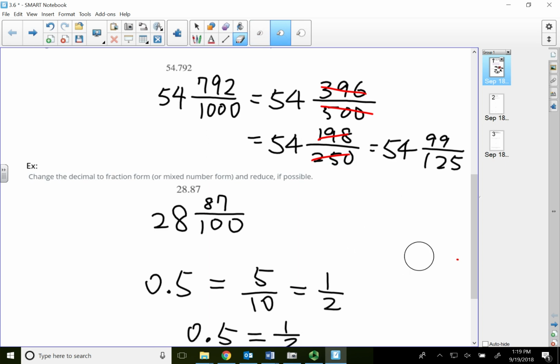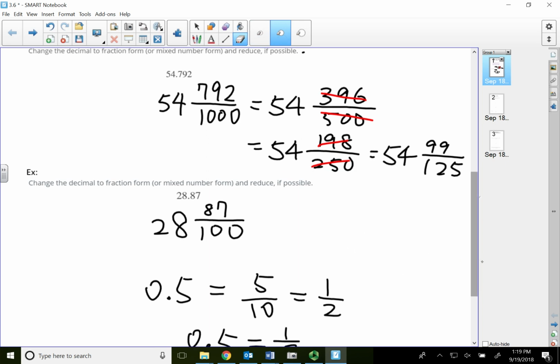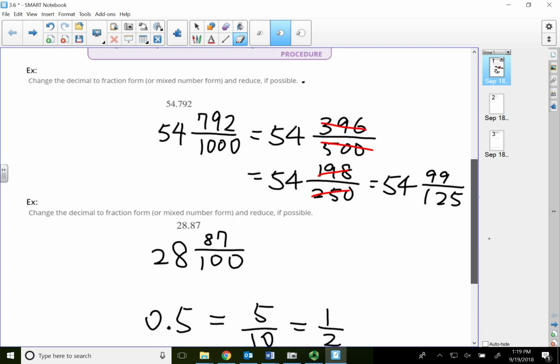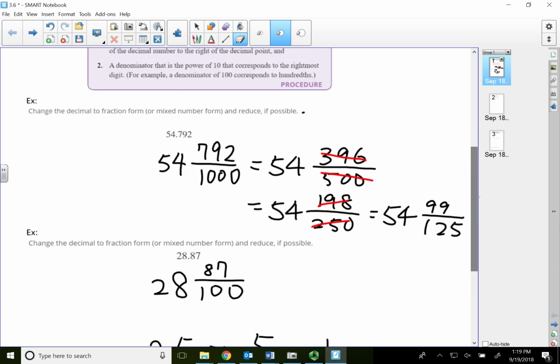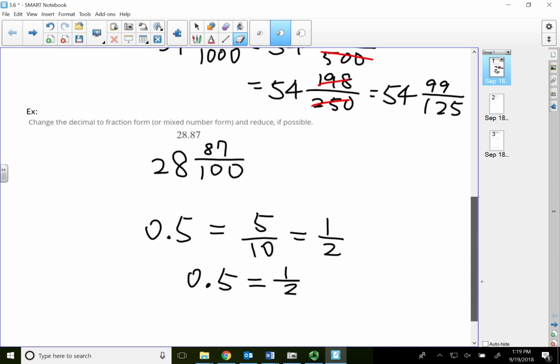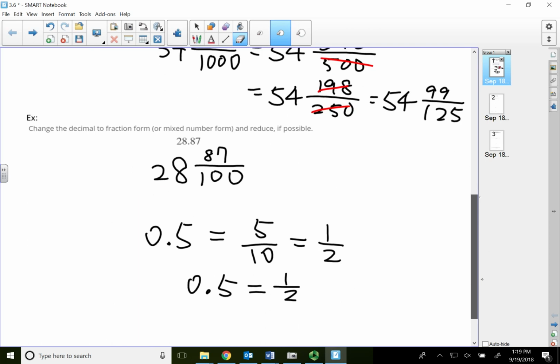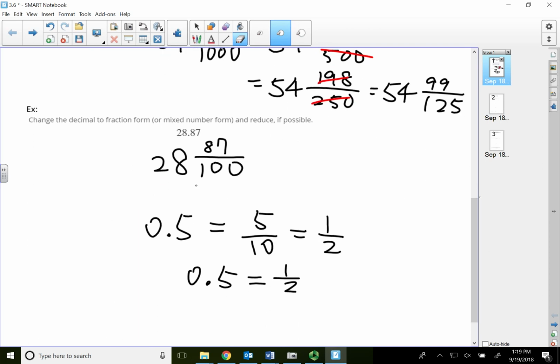So when we are able to read our decimal number properly, we can quickly convert it into a proper fraction or a mixed number just by reading it. Once we write it as a fraction, we reduce it to the simplest form.